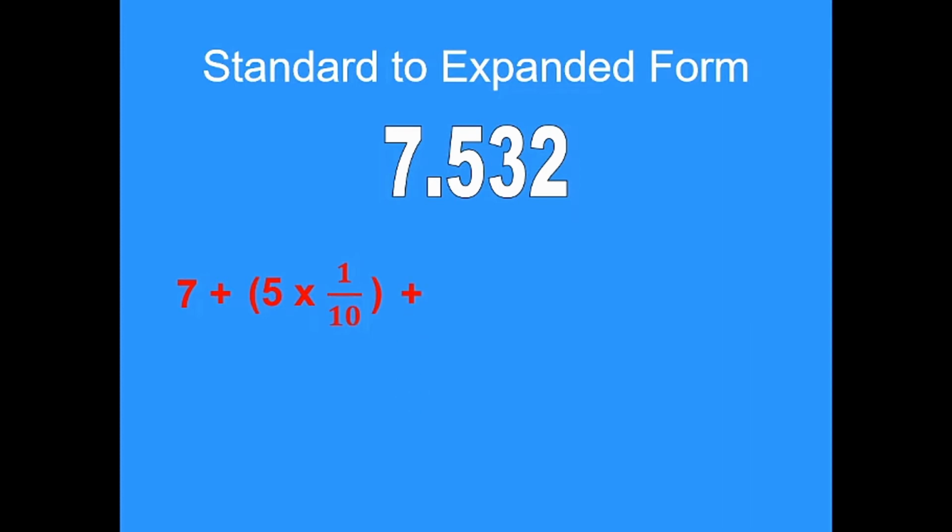Plus, second decimal, 3. 3 is under hundredths place. So, 3 times 1 over 100. Plus, our last decimal, 2. 2 is under thousandths place. So 2 times 1 over 1000. And there you have it, our expanded form.